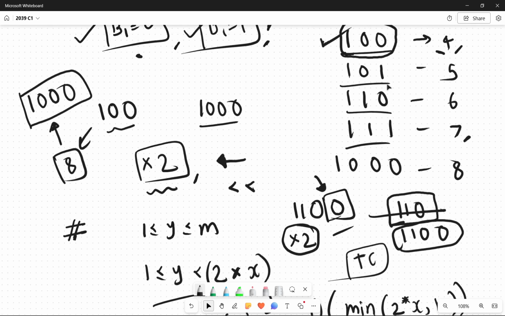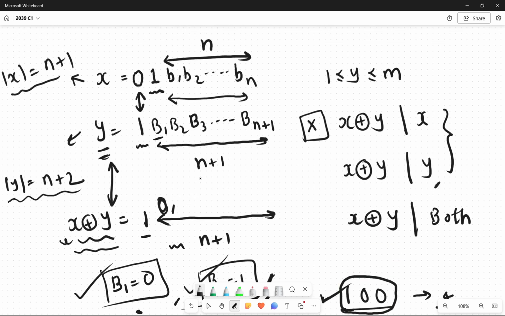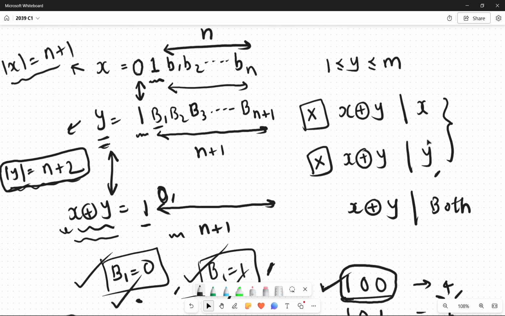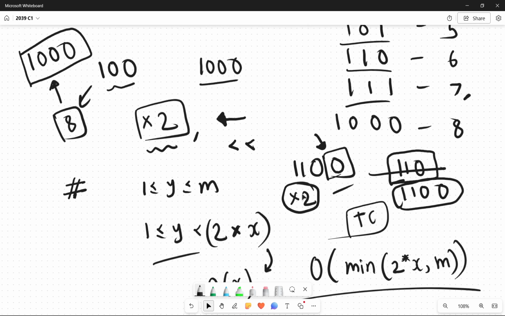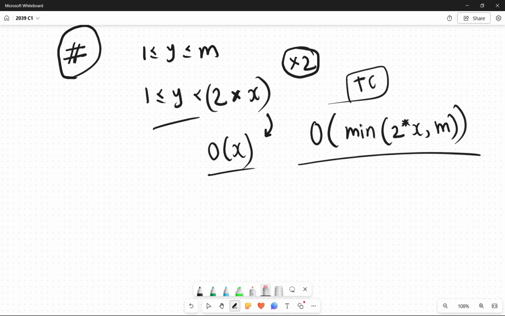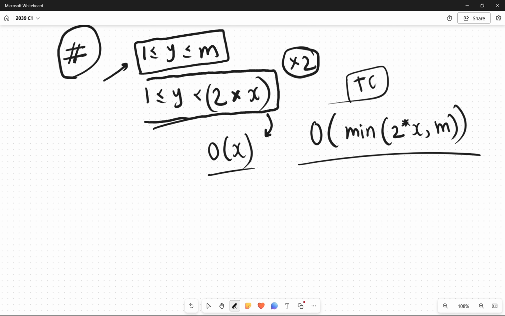So basically you are increasing its length, and you don't want to do that, because the length of y and x XOR y is n plus 2 here. So here we have proved that for b1 equal to 0 and b1 equal to 1, x XOR y won't divide y. If it won't divide x and y, it certainly won't divide both. So my most important and the only observation to solve this question is that y should be in these limits.